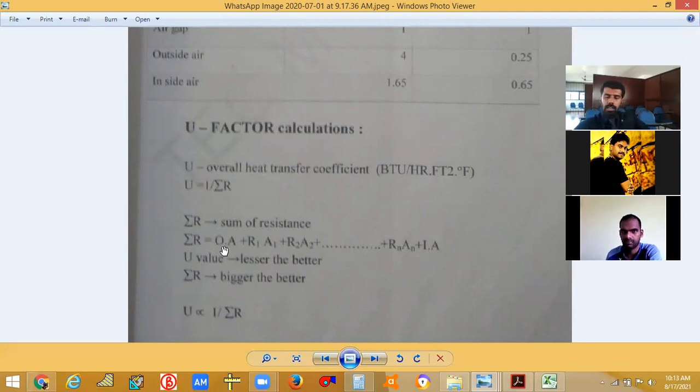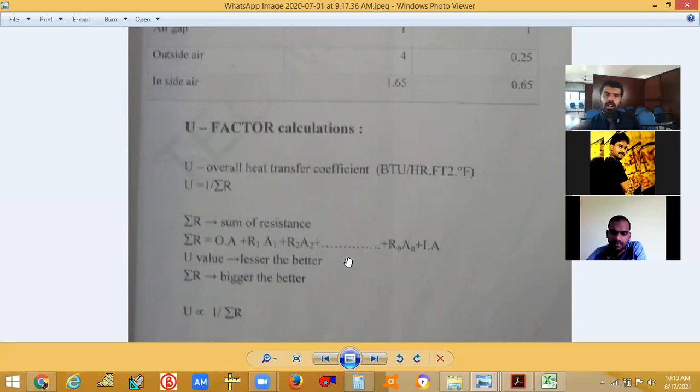OA, OA means outside air, plus R1 into A1. R1 means, for example, if there are three materials, one is brick, then outwards there will be a cement plaster, then inward also there will be a cement plaster. For example, you take like that. So there are three materials. Okay. So after a cement plaster, you just think about like there is a gypsum sheet covering also. So there are four materials.